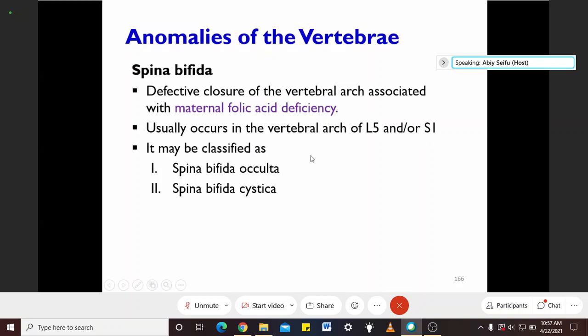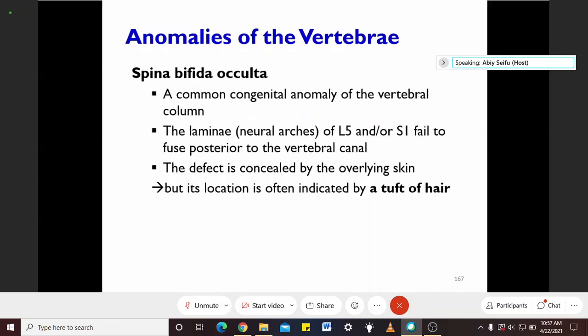also classified into spina bifida occulta and spina bifida cystica. In spina bifida occulta, the laminae of L5 and so on fail to fuse.